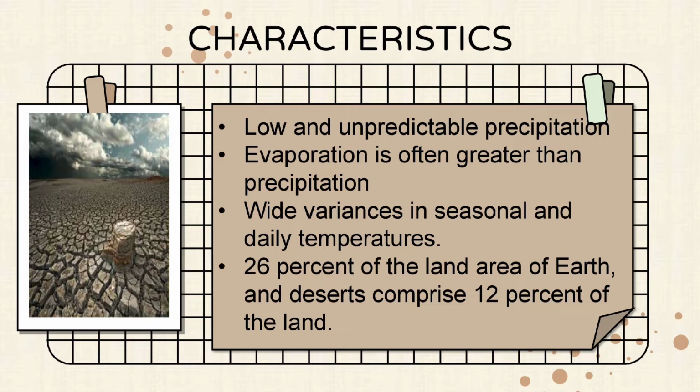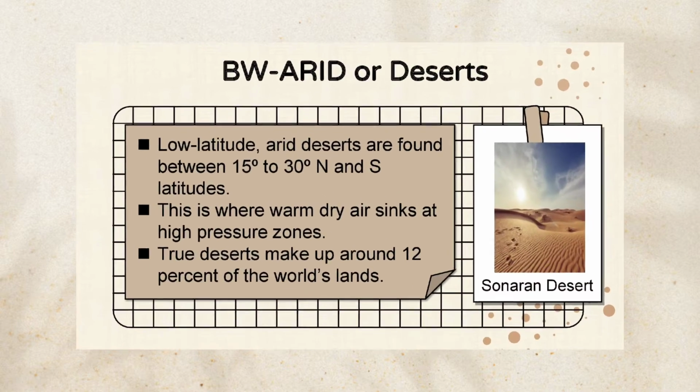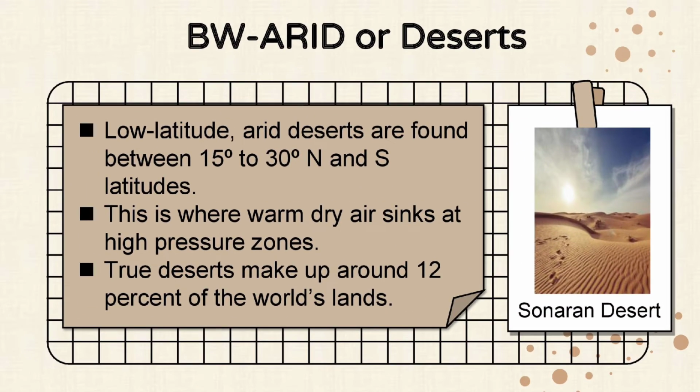So, let's proceed to the two types of dry climate. The first one is the arid or the deserts. This type of dry climate has low latitude. Arid deserts are found between 15 degrees to 30 degrees north and south latitude. This is where warm, dry air sinks at high pressure zones. And deserts make up around 12% of the world's land.